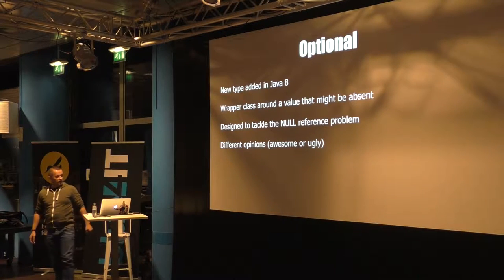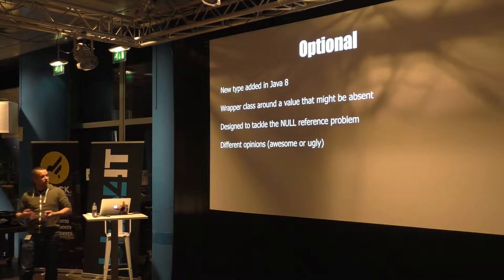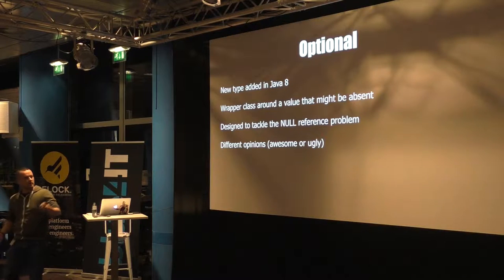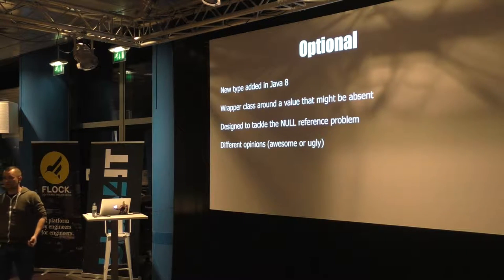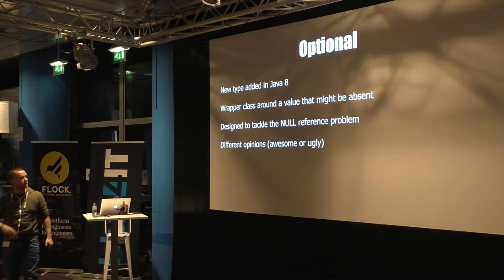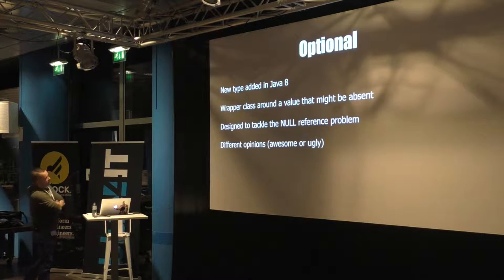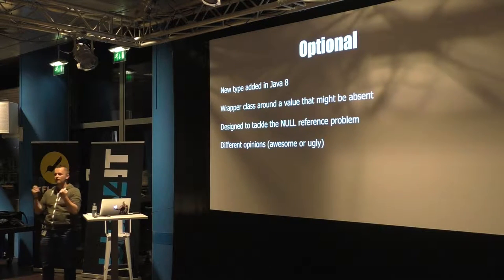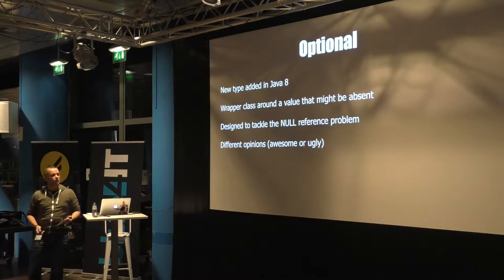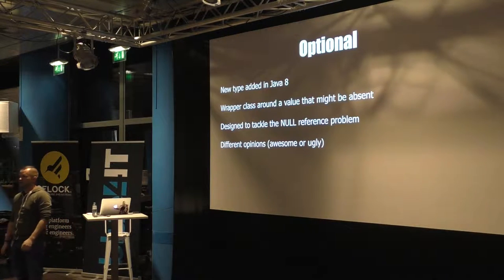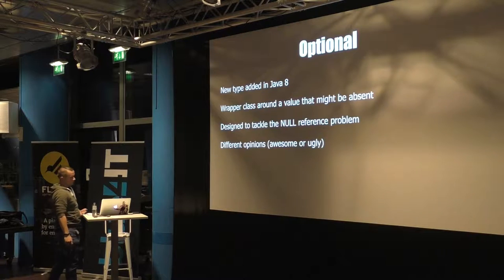So it's a new type in Java 8. And you can consider it a wrapper around a value that may be absent. That's what that monad wants to grasp. It's designed to tackle the null reference problem. And of course, there are different opinions. Some think that is a very nice way to handle this problem, and some say it's utterly ugly. Because there are some problems with optionals.